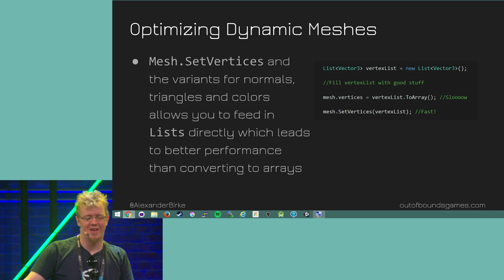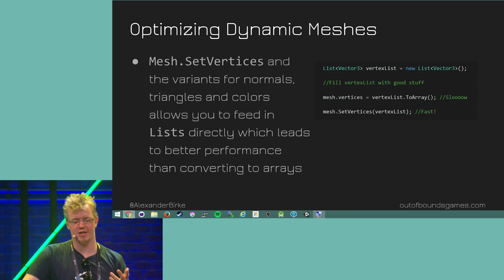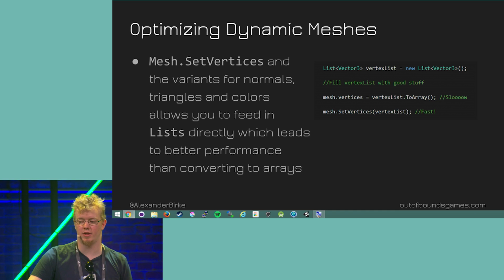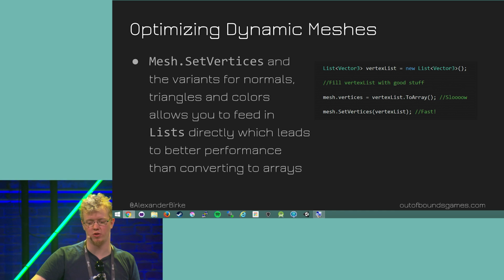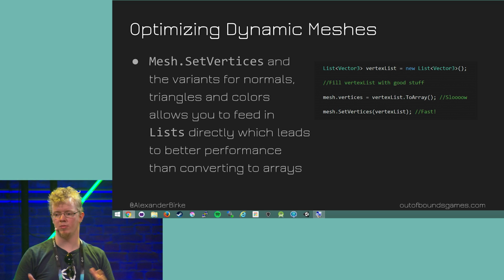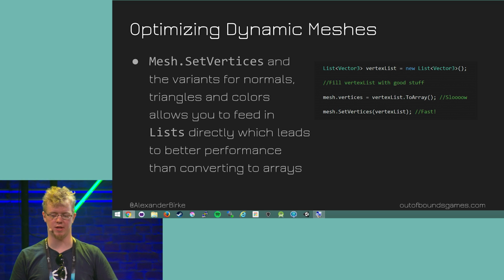Right. So you can actually assign data to your mesh instance in 2 different ways. You can either just say mesh.vertices, or you can say mesh.setVertices. And setVertices actually takes a list in. That's quite handy, because quite often when you're generating your mesh, you don't actually know in advance how many points and how many UVs and colors you need. So I tend to use lists all the time.